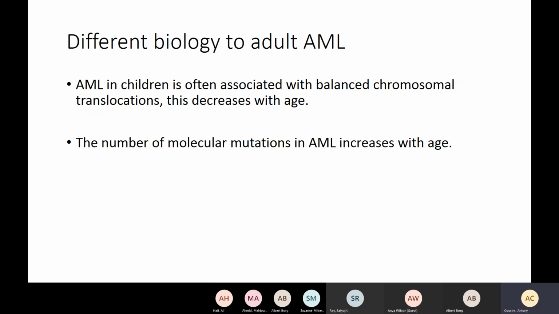Also worth pointing out that AML is relatively uncommon in children, but as you get older, it becomes more or less inevitable. If you live long enough, you probably will acquire AML if something else doesn't get you first.